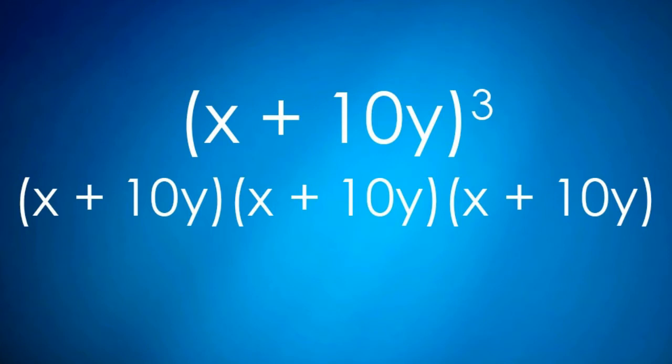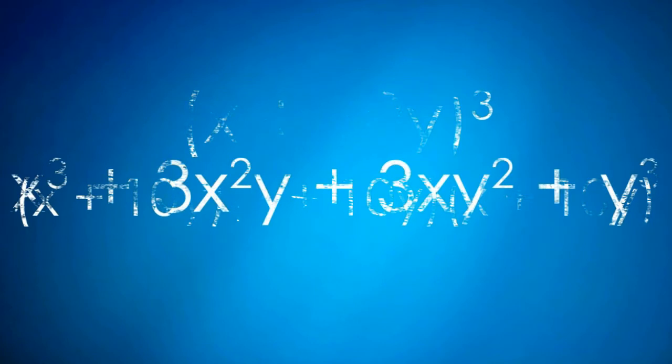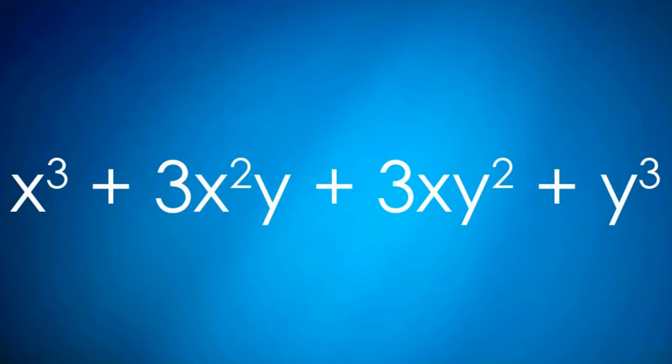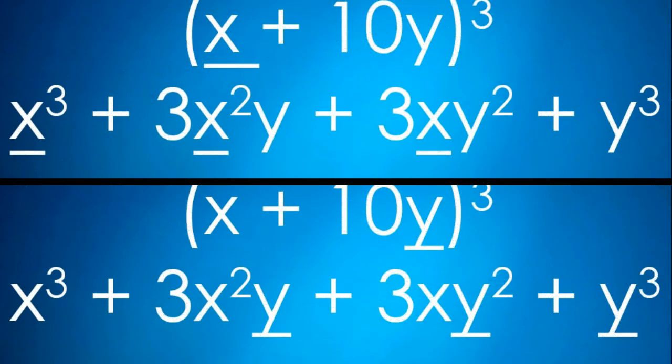This equation is equal to (x + 10y) times (x + 10y) times (x + 10y) when expanded. The equation for cube of a binomial is equal to x cubed plus 3x squared y plus 3xy squared plus y cubed. Substitute the first term to x and the second term to y on the equation x cubed plus 3x squared y plus 3xy squared plus y cubed.